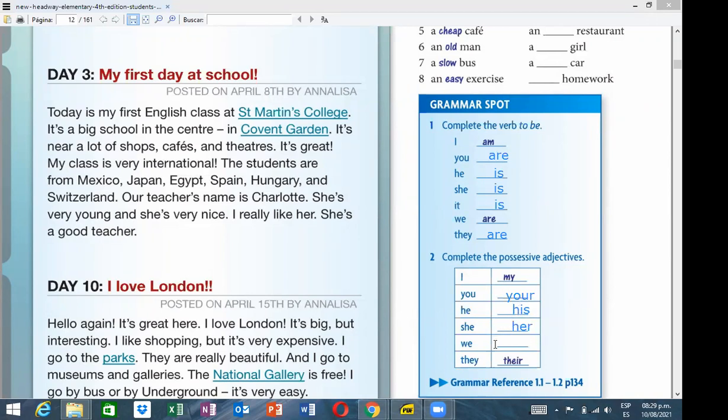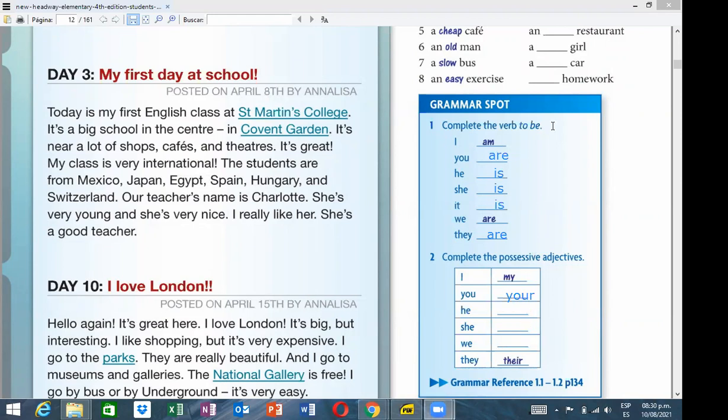The next subject we have is we, plural. What's the possessive? Our. Excellent. Very good. And also the final subject, they, and the possessive their, right? That's it. So let's check, please.